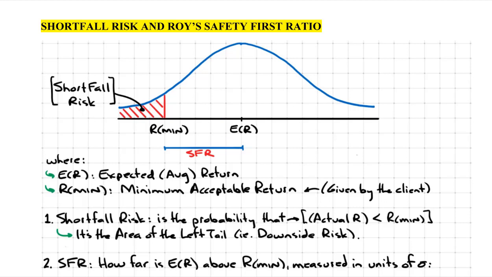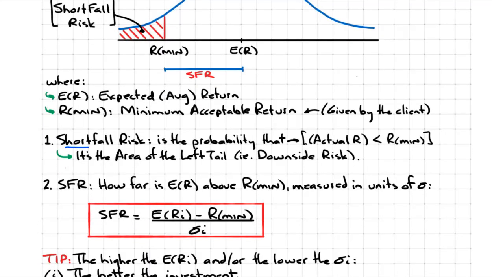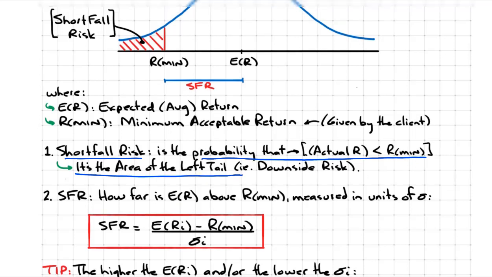But the other thing we're interested in is the minimum level of acceptable return. And that's what shortfall risk is. Shortfall risk is the likelihood or the probability that the actual return will fall below this minimum acceptable level of return. And there it is. There's the formal definition, probability that the actual return will be less than our minimum. And this would be the area of the left tail.